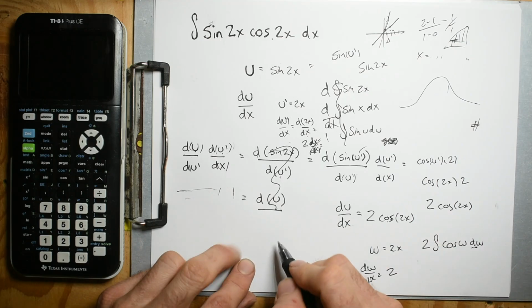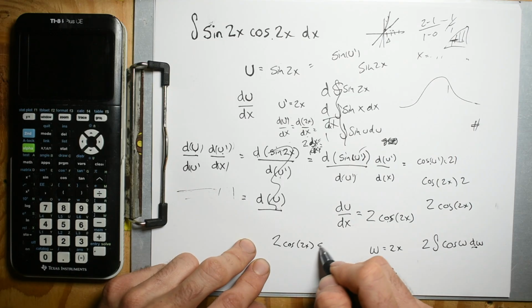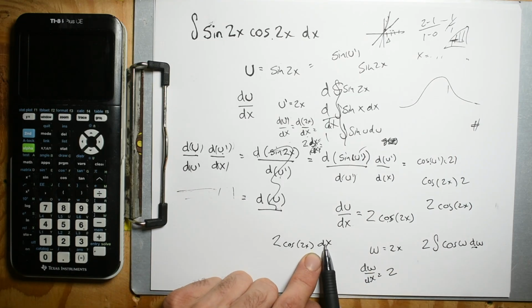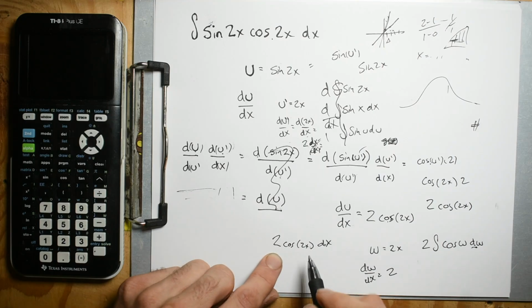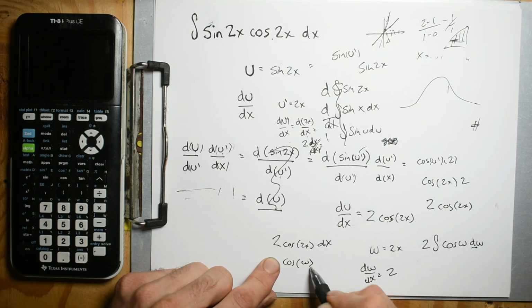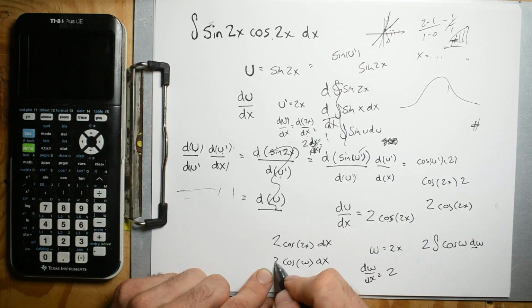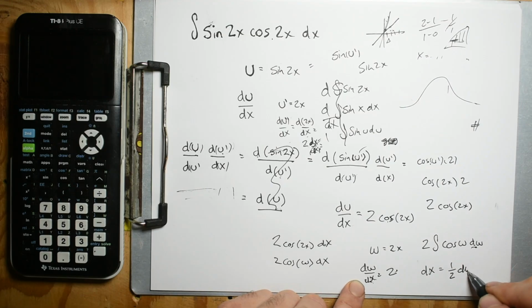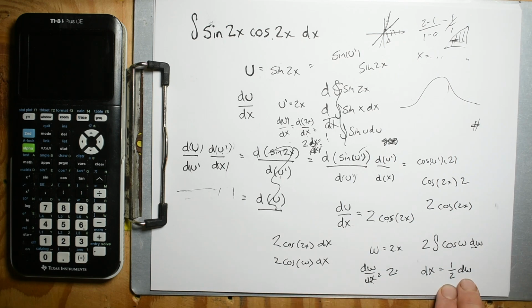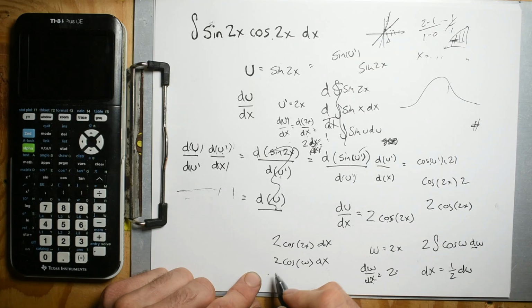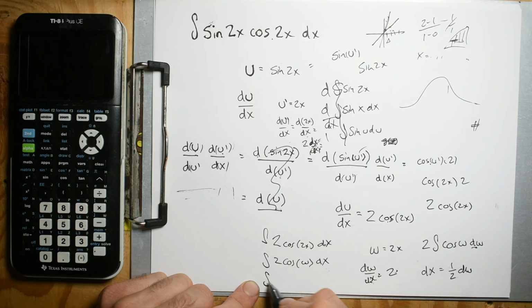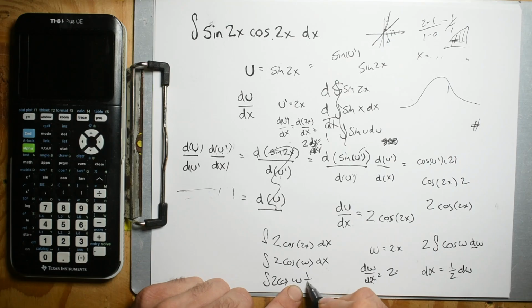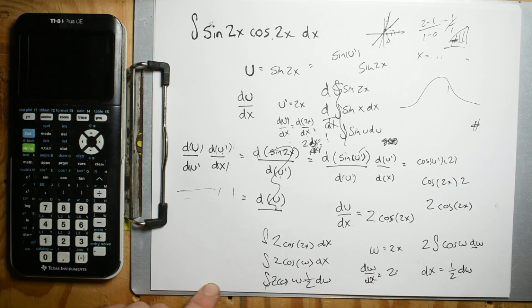Sorry, if we had 2 cosine 2x dx to integrate, I just subbed this, so we have cosine w, but I still have this dx part. If I solve over here for dx, 2 comes downstairs. Let's write it as 1/2 dw. That might be the easier way to look at it. Sub that in, and this is still just the integration of 2 cosine w times 1/2 dw. You can see the 2's cancel, and we have the integration of cosine w.